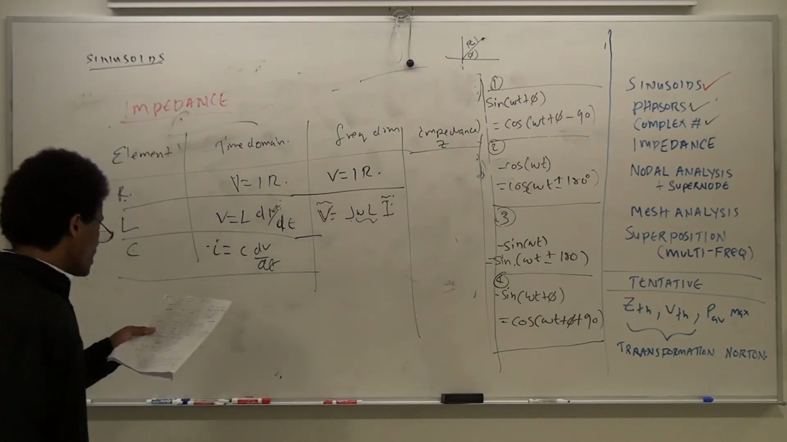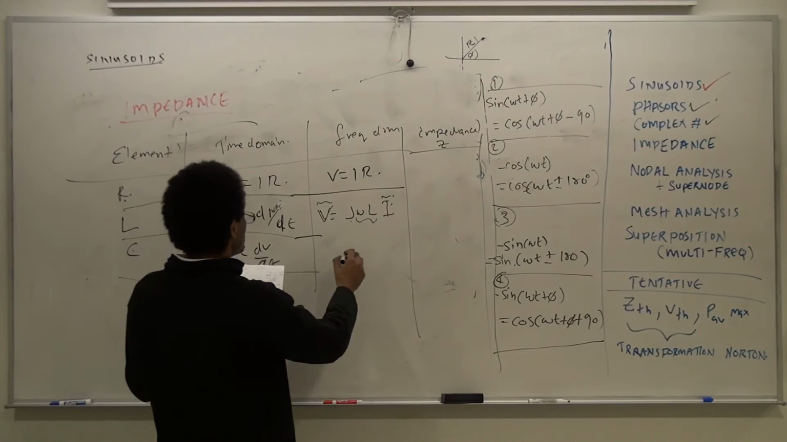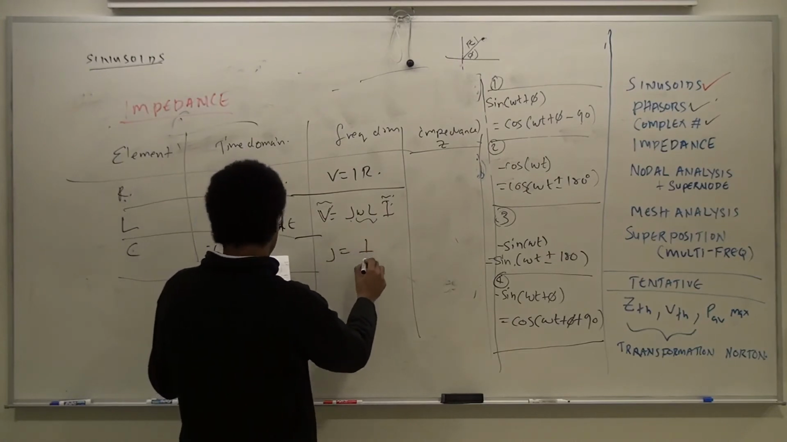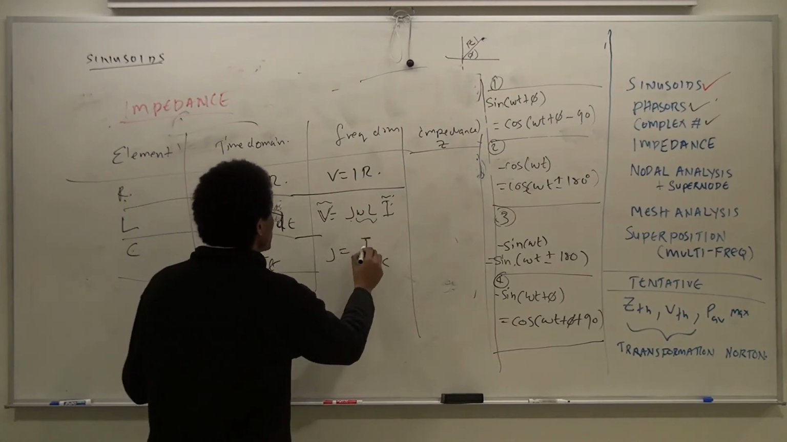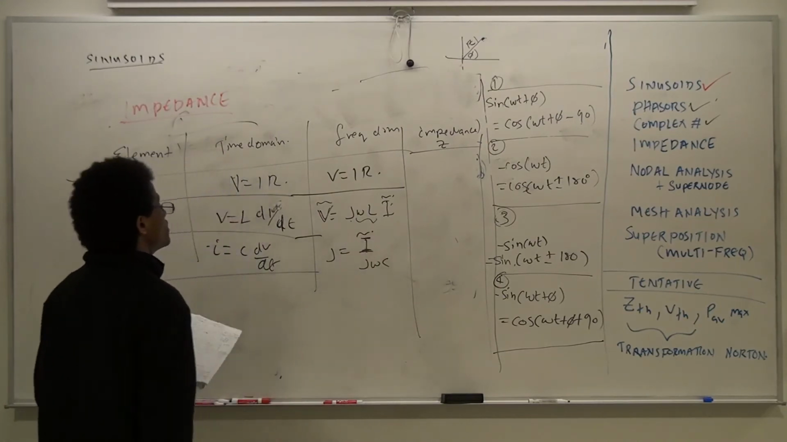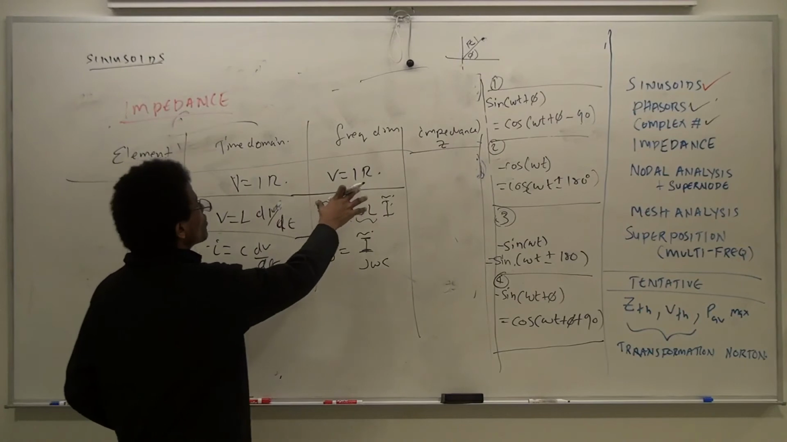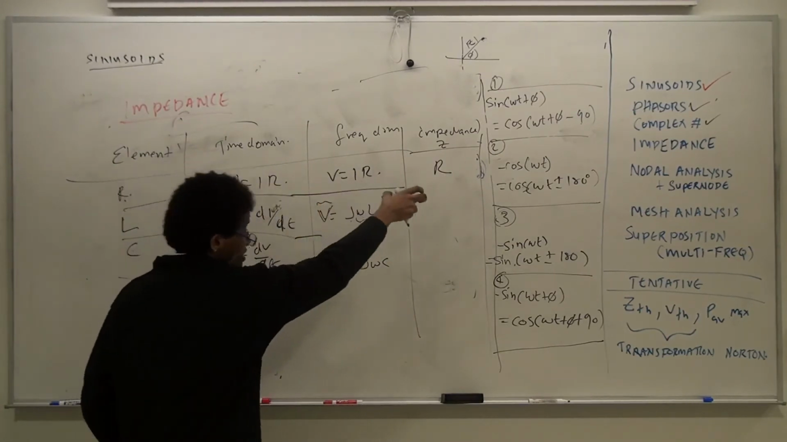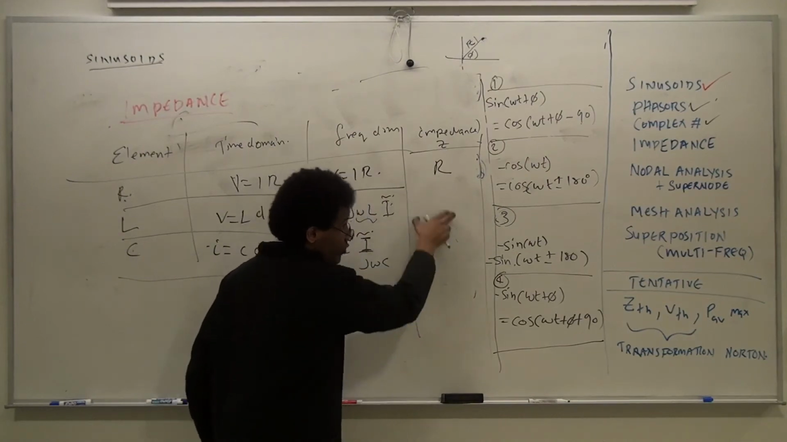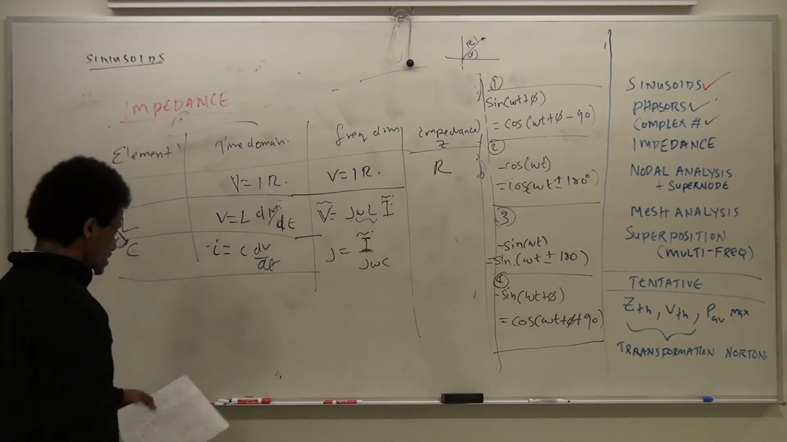And for the capacitor, V is equal to 1 over j omega C times I. Okay? So we can deduce now the impedance of a resistor is R. This is the most important rule that you need to focus on. The impedance of an inductor is what?